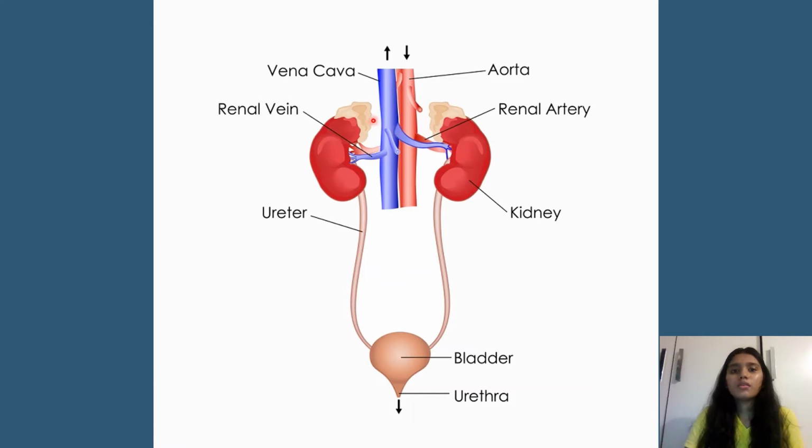Okay. You have the vena cava here, which is the vein that takes the deoxygenated blood from all over the body to the right side of the heart. So what happens is it basically has the highest concentration of carbon dioxide. This also branches into both kidneys.